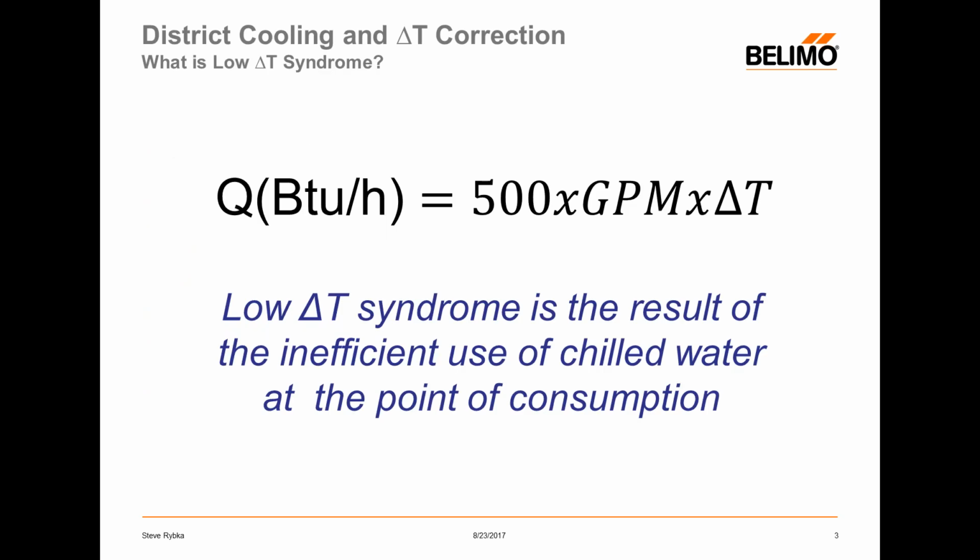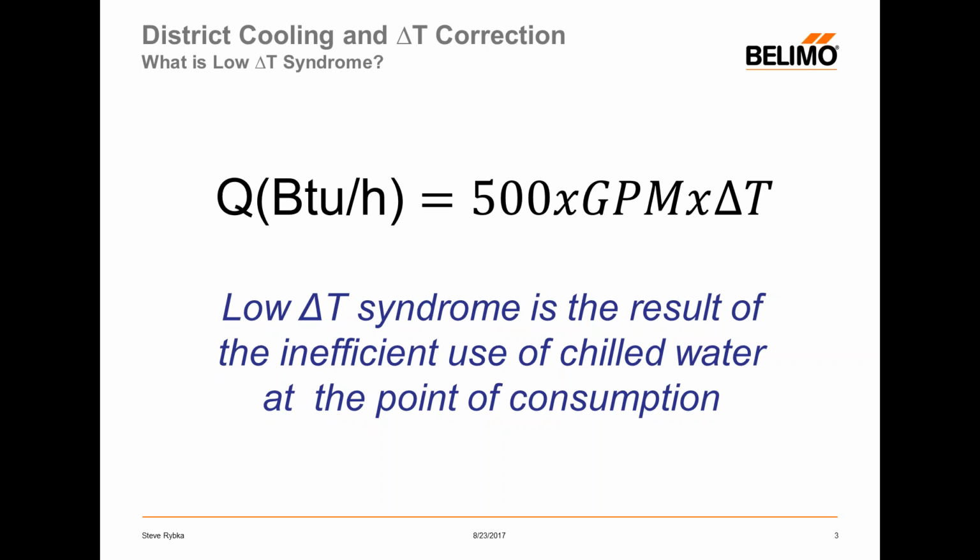So what is low delta T syndrome? Essentially, to calculate BTUs, we use the formula 500 times GPM times delta T, and that will give us our capacity or our BTU yield of the coil. Low delta T syndrome would be the result of the inefficient use of chilled water at the point of consumption.